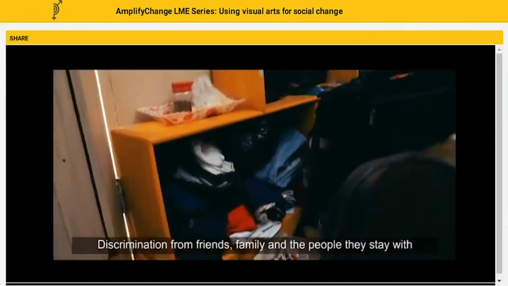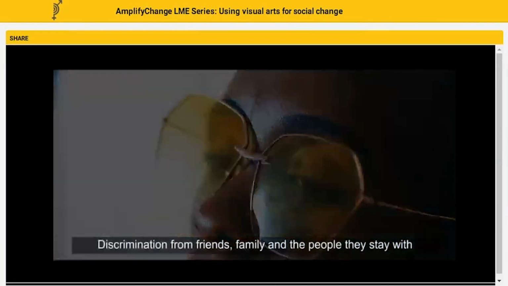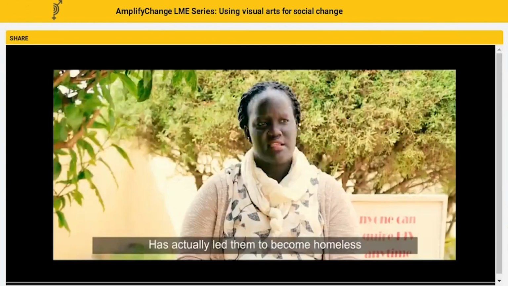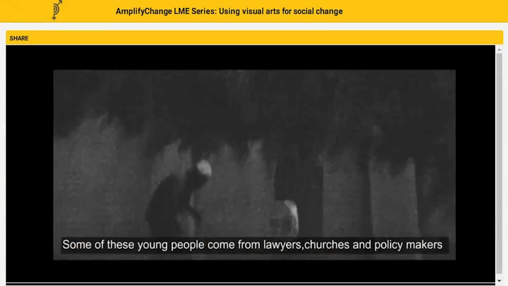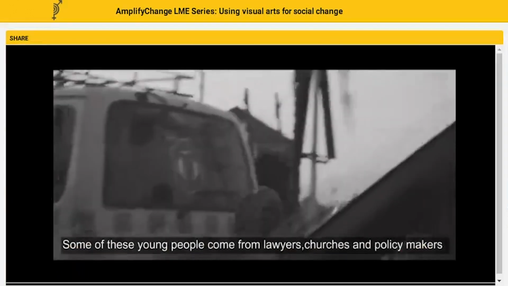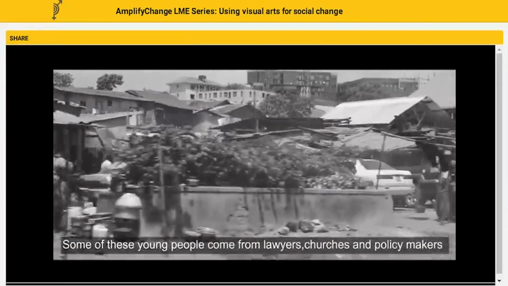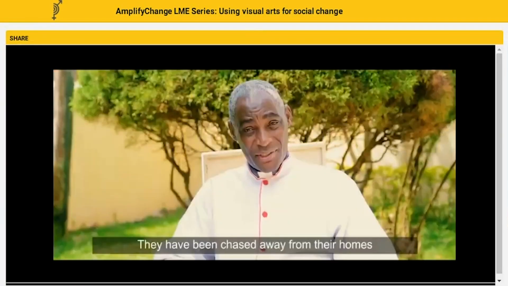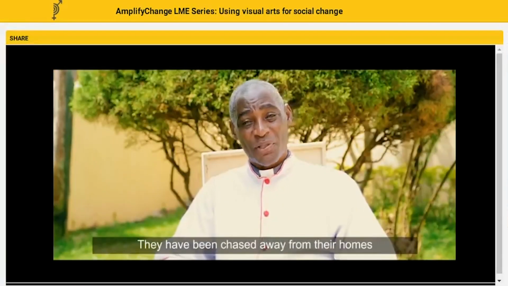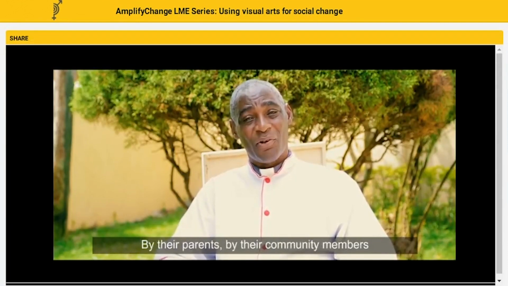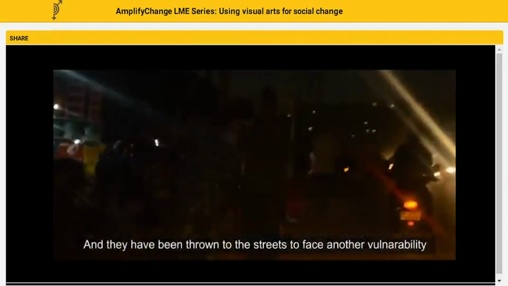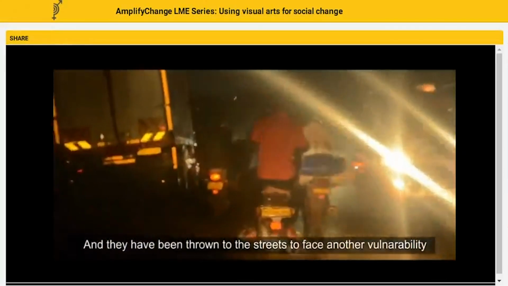Discrimination both from friends, families, and even the people that they stay with has actually led them to become homeless. These young people also, some of them come from lawyers, from these judges, from people who are actually policymakers. They have been pushed away from their homes by their parents, by their community members, and they have been thrown to the streets to face again another vulnerability.